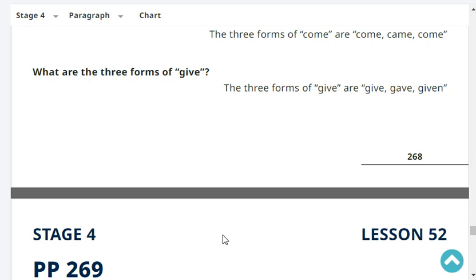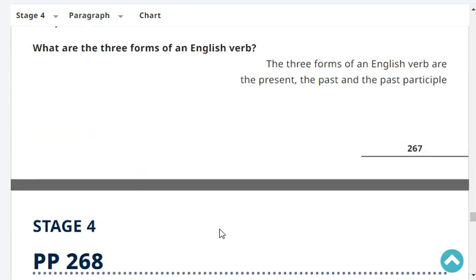What are the three forms of give? The three forms of give are give, gave, given. Very good. Okay, so now let's move on to reading.